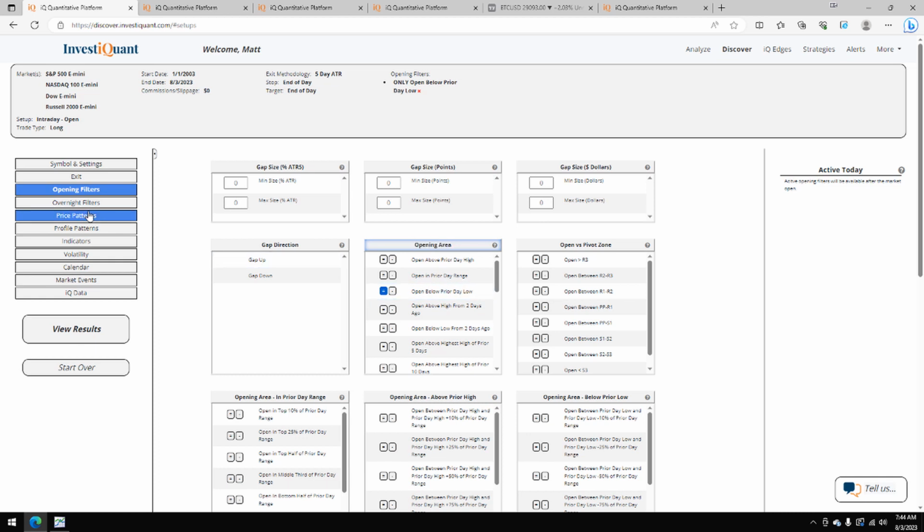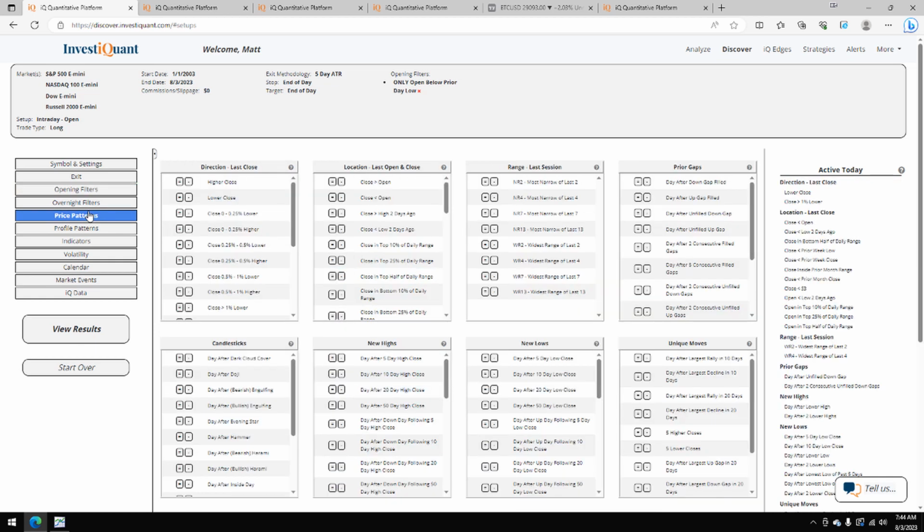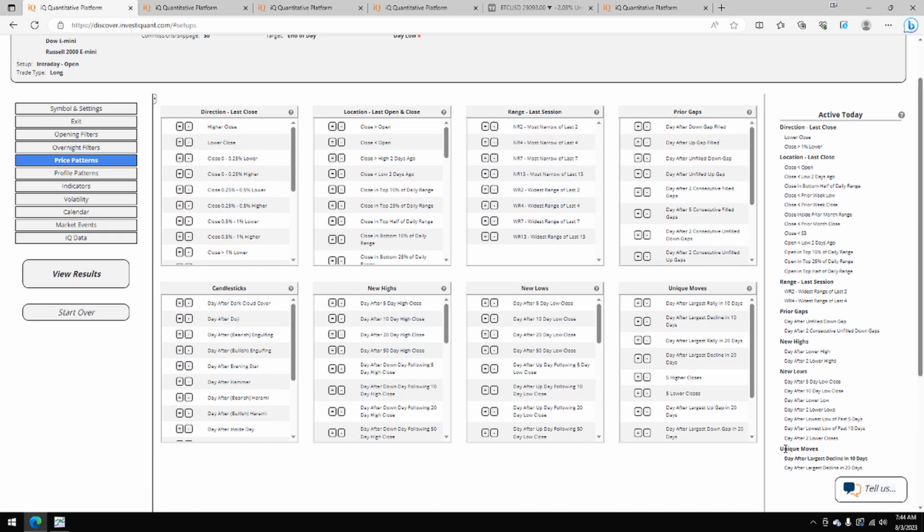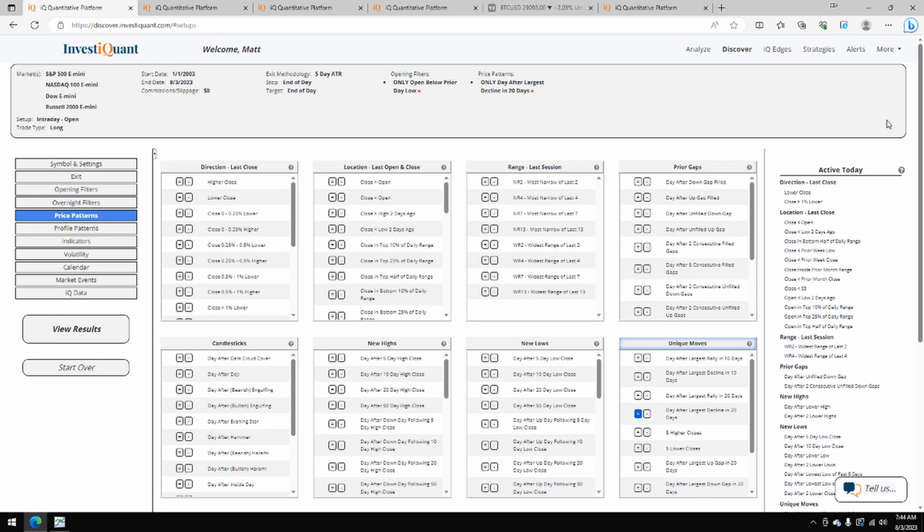The next thing I'm going to do is go to the price patterns library, and I'm going to describe yesterday's price action. I'm going to do it using one of the unique moves. It's going to be this bottom option down here, day after largest decline in 20 days. That is measured by the close to close move, so yesterday's close versus the close from 2 days ago. And that was the largest decline in at least 20 sessions, actually more than that, but that's looking at least 20 sessions back.